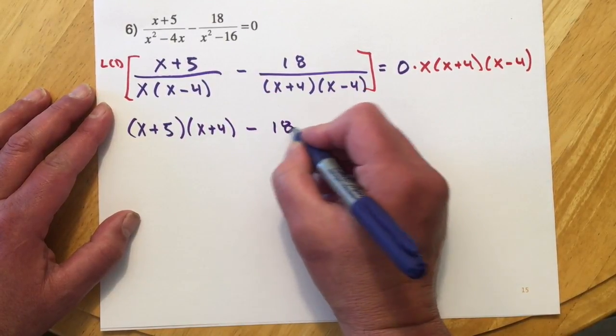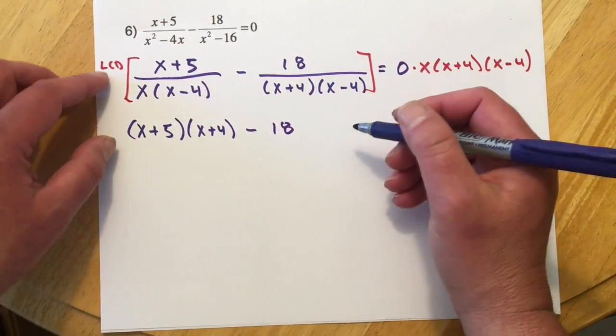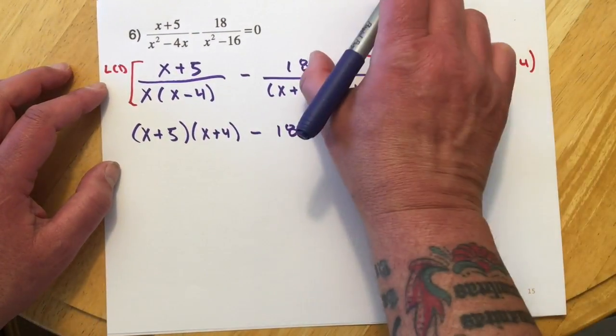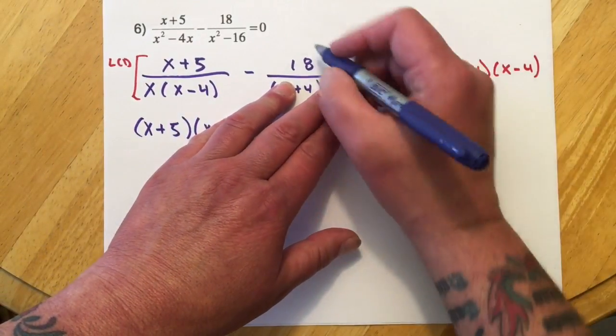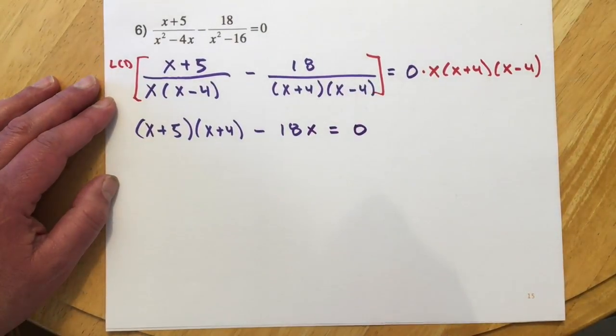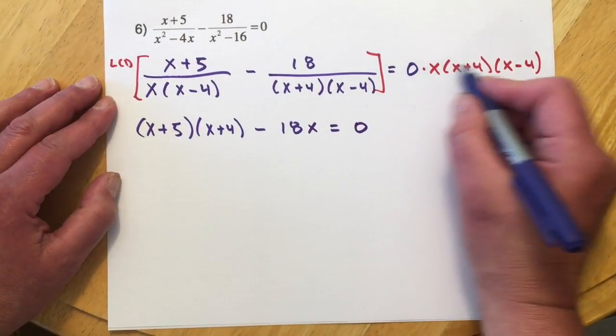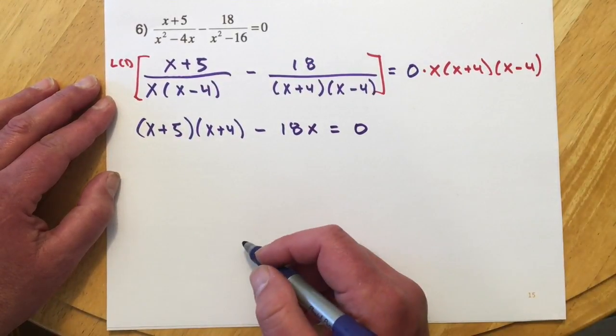Minus 18. And then the 4s are canceling, so I would have the x left. Again, think of this thing right up here by the 18. So then all that's canceling, and it's just 18x. And then on the other side, 0 times all of that is still 0, right? So this is just all knocked out.